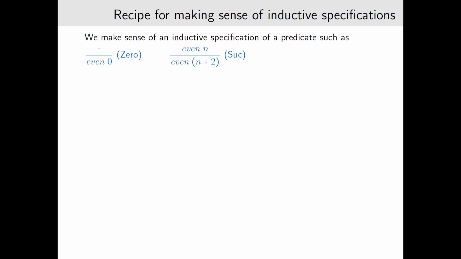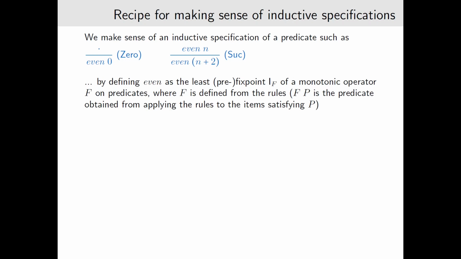Okay, so just to summarize what's happening here, how do we make sense of an inductive specification? This is really, verbatim, what happens in a prover like Isabelle, with slightly different syntax. The user writes such rules, having a strong intuition that they will pass the semantic test. The system defines even as the least prefix point of a monotonic operator that is extracted from the rules, and infers various rules from this definition, including the original rules that the user wrote.